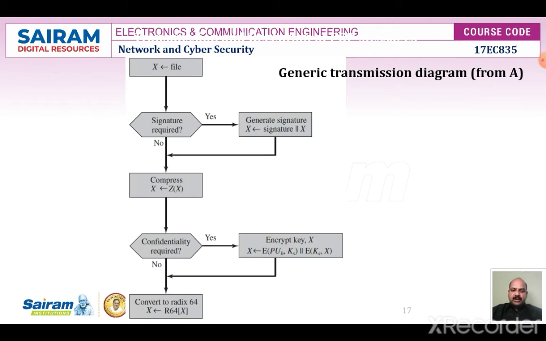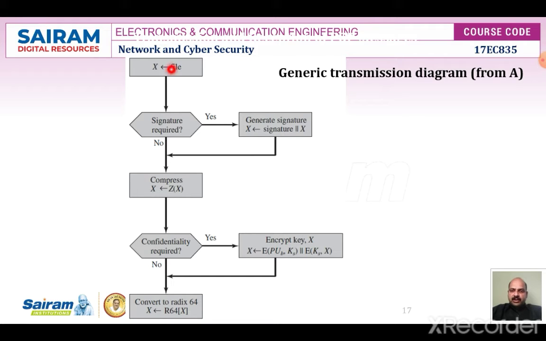Let's see a diagram which shows the generic transmission. The figure shows the relationship among the four services we have discussed so far. The sender creates a signature generated using the hash code of the uncompressed plain text. Then the plain text plus signature is compressed. Next, if confidentiality is required, the compressed block is encrypted and concatenated with the public-key-encrypted session key. Finally, the entire block is converted to radix-64.